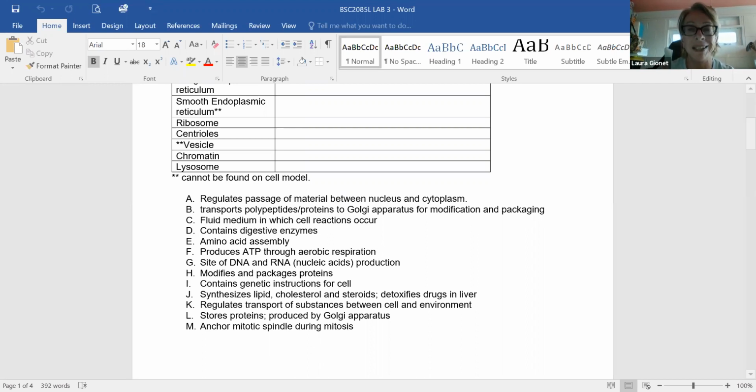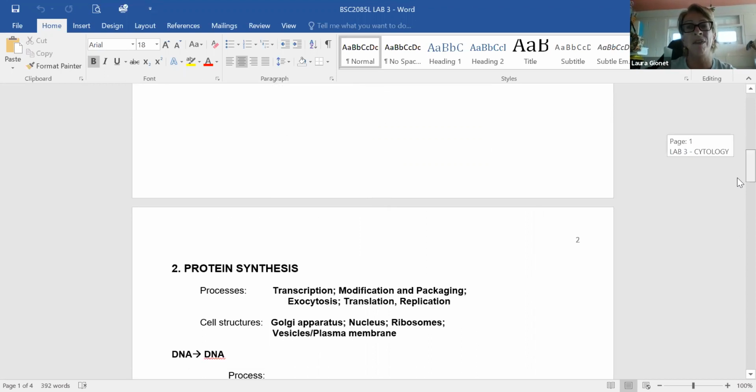D contains digestive enzymes. L could be stated a little more clearly or more fully to describe the function of a vesicle. Essentially, a vesicle is just a sac that contains something or stores something for later. However, no one's going to point to that on a model because there isn't one technically on the model. There's technically a lysosome is a type of a vesicle. All right, we're getting TMI.